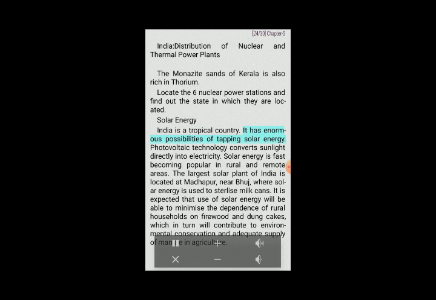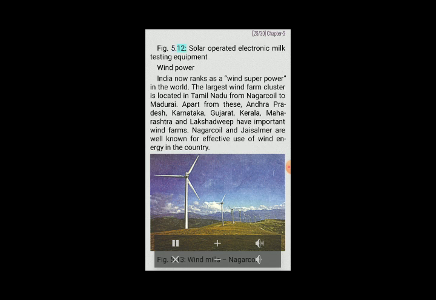Solar energy. India is a tropical country. It has enormous possibilities of tapping solar energy. Photovoltaic technology converts sunlight directly into electricity. Solar energy is fast becoming popular in rural and remote areas. The largest solar plant of India is located at Madhapur, near Bhuj, where solar energy is used to sterilize milk cans. It is expected that use of solar energy will be able to minimize the dependence of rural households on firewood and dung cakes, which in turn will contribute to environmental conservation and adequate supply of manure in agriculture. Fig. 5.12. Solar-operated electronic milk testing equipment.